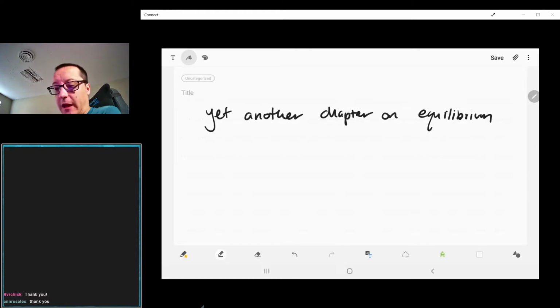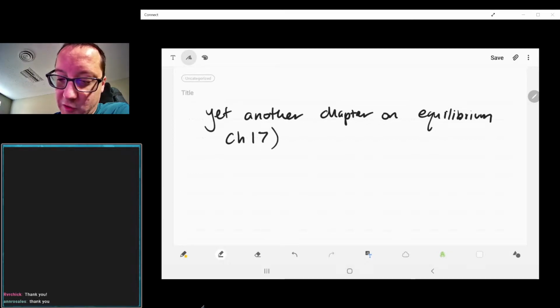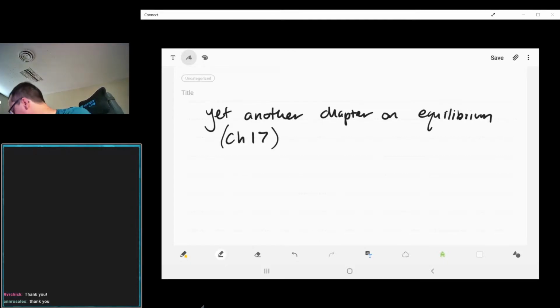So, today we are beginning chapter 17, which is now our third chapter on equilibrium. It's just stuff we never stop doing, it seems, in 113, which is alright, because we're going to see that this is all the same concept just applied to more and more situations.